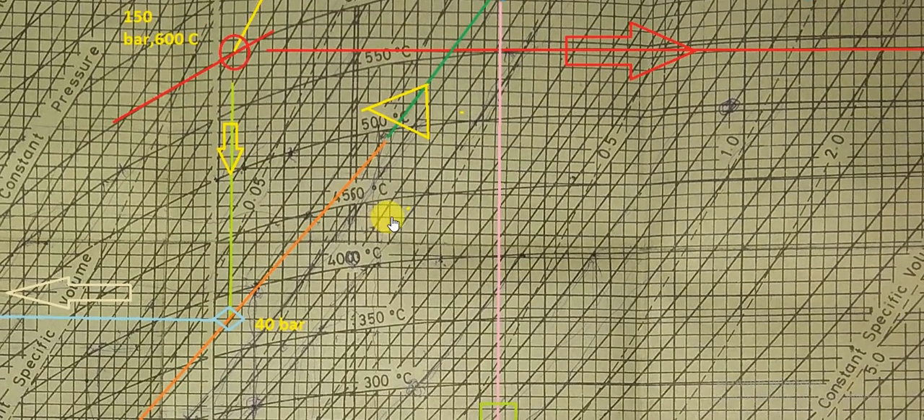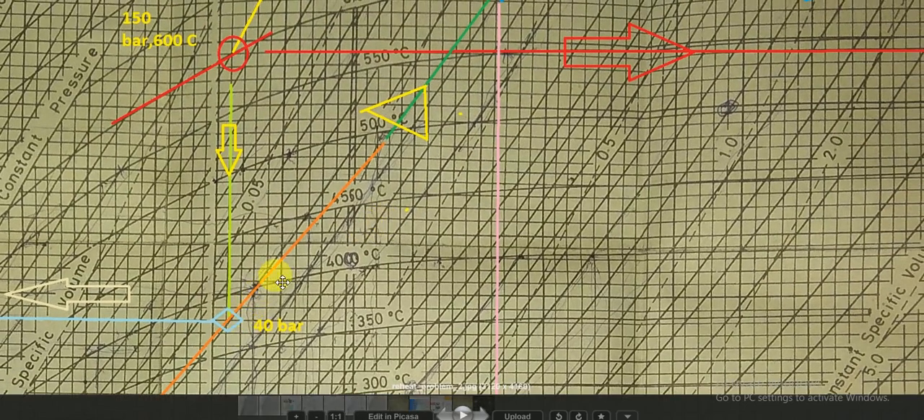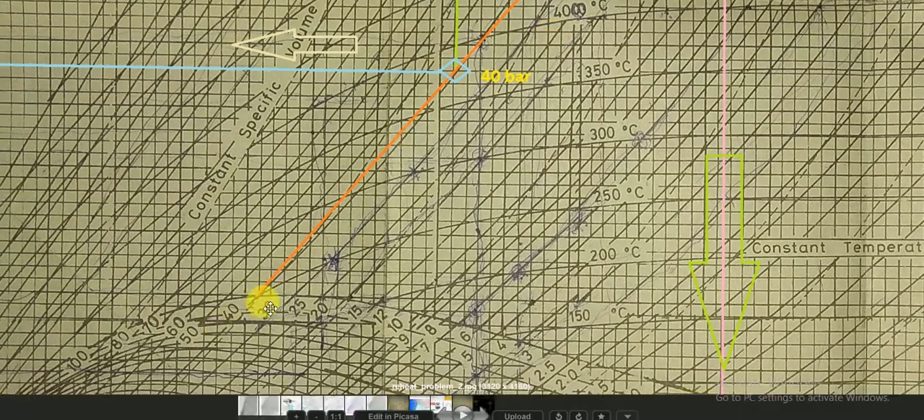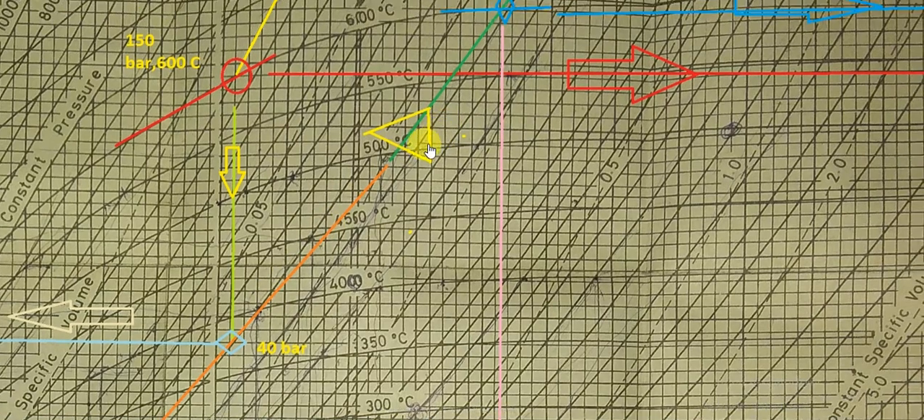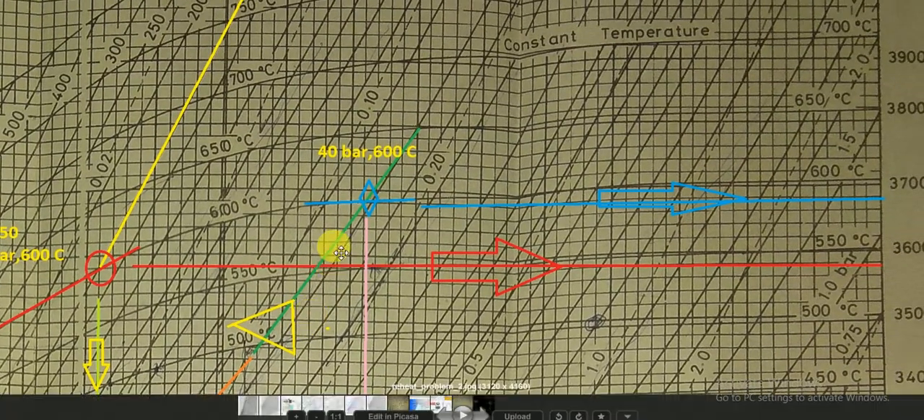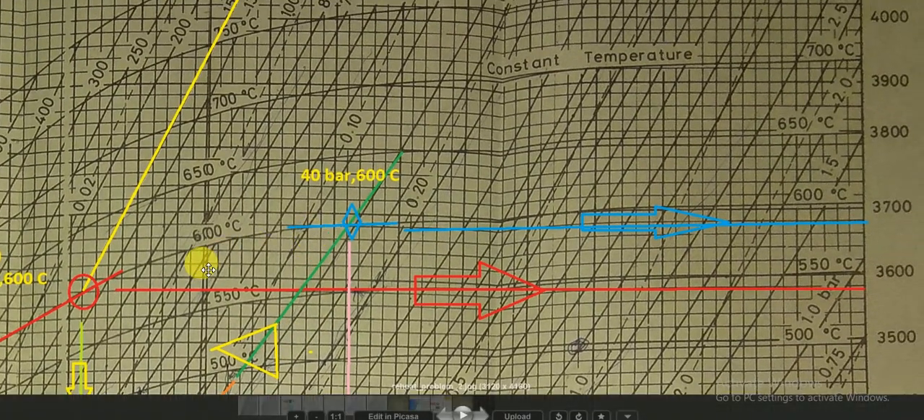How do we reheat? To reheat, we have to follow the 40 bar curve. Be careful, this is a 40 bar curve. I have colored it. The 40 bar curve moves to the top. Till where should it move? It should move till 600 degrees Celsius. This is the 600 degrees Celsius line. So 40 bar meets with the 600 degrees Celsius.